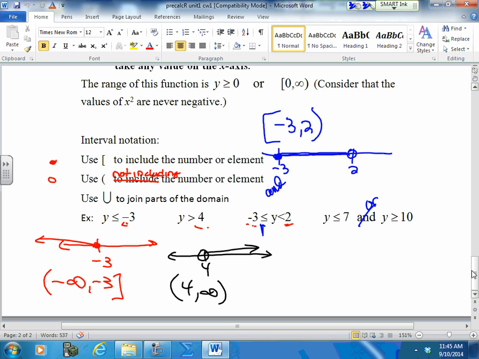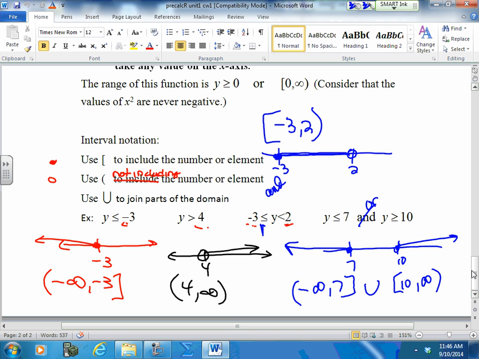This one is a basic or statement. Here's my 7, my 10. They're closed. I can go this way or I can go this way. So my interval notation will say from -infinity to 7, or use the U to join them, from 10 to infinity.